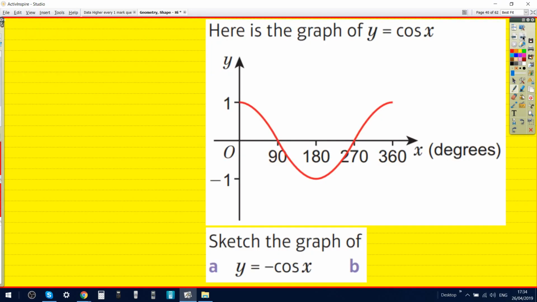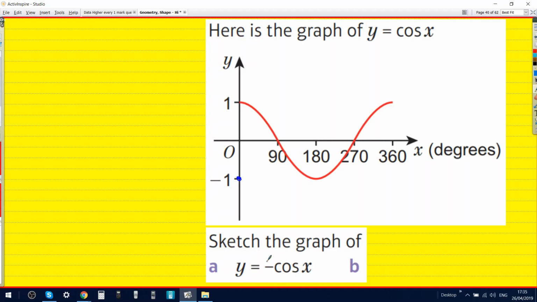Let's see. How would you do this one? Wouldn't you just move the 1 down to minus 1? Yeah, and so on. How about this one, the minimum? That would go down to minus 2. No, sorry, that would go down to minus 3. So this is y equals minus cos x.